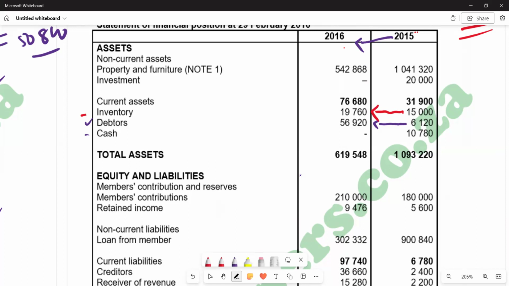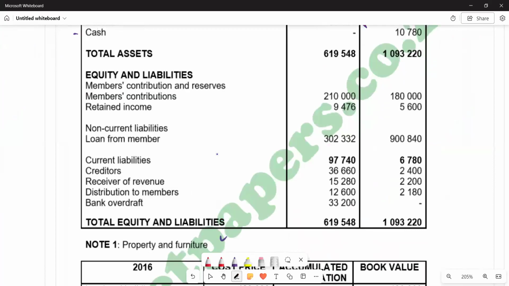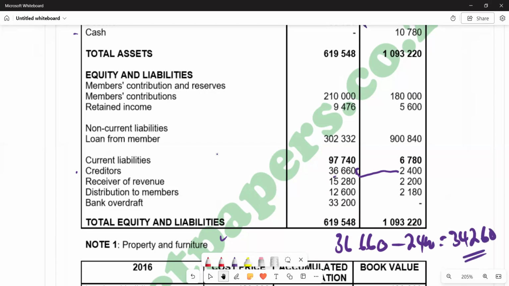So we can go to current liabilities now, where obviously we are going to pick the creditors. We see it here, and it's moving from 2,400 to 36,660. So the change is 36,660 minus 2,400. Calculated correctly, you get a figure of 34,260. We see that this is an increase, so we're going to show it as a positive. Remember, I said when it's liabilities, we do the opposite. When it's an increase, we show it as a positive.